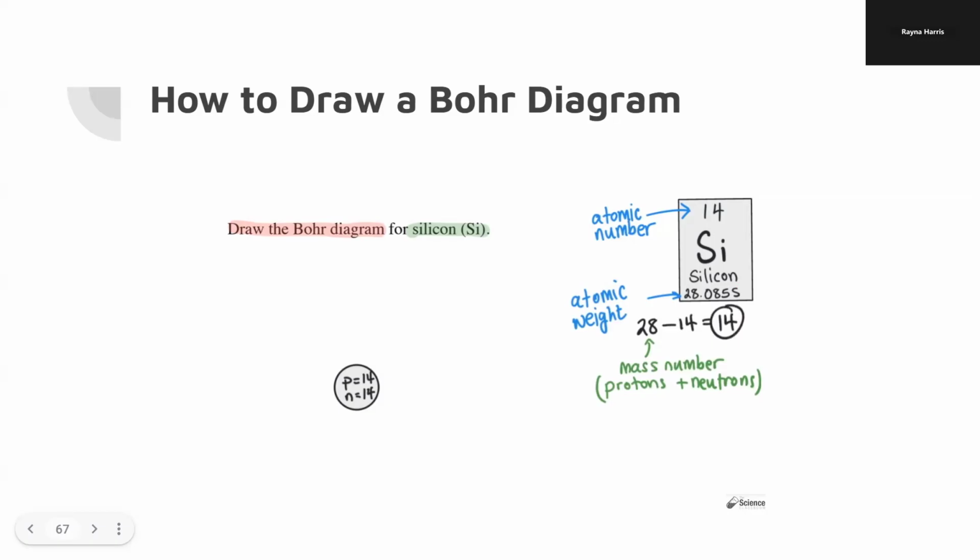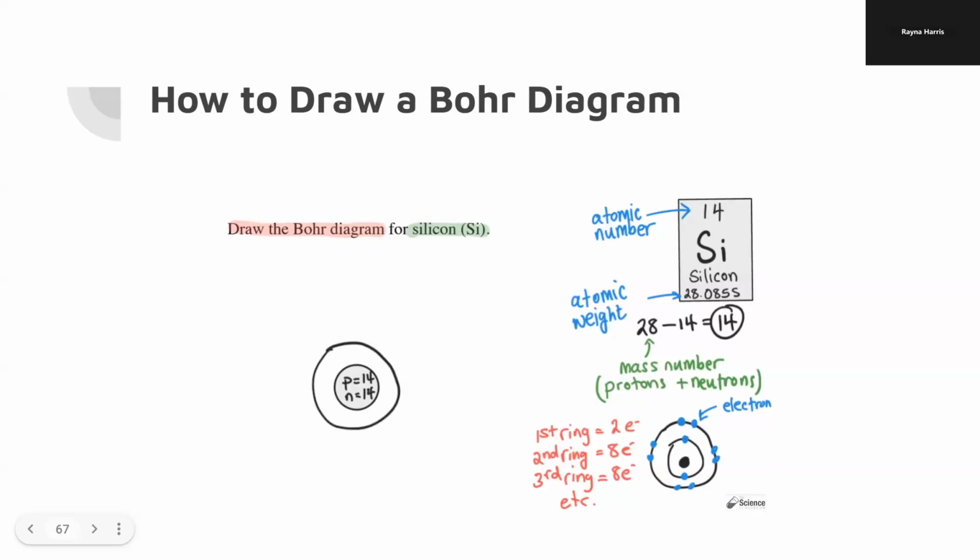Now I can show all the electrons. In the Bohr diagram, the electrons are drawn as little circles on a ring. Each ring can hold a certain maximum number of electrons. The first ring can hold 2, and then each ring after that can hold 8. So let's start drawing in the 14 electrons for silicon. Here's the first ring. It can hold 2 electrons. I'll draw them like this. Then I'll draw another ring. This holds 8. It's usually good practice to draw them in pairs like this.